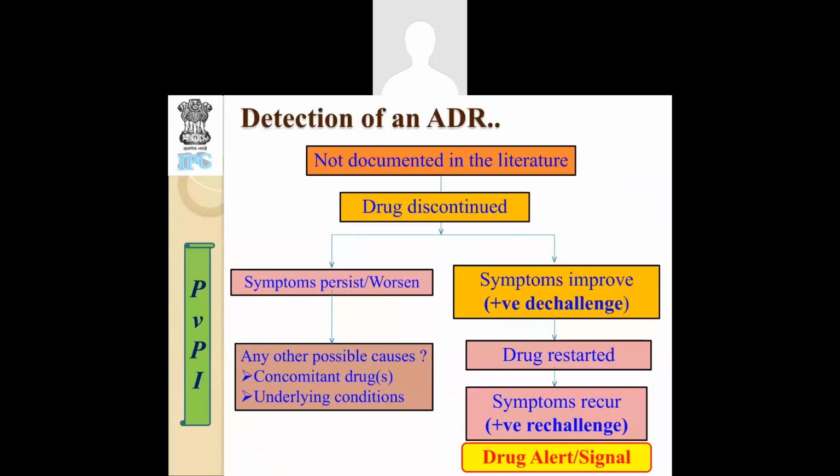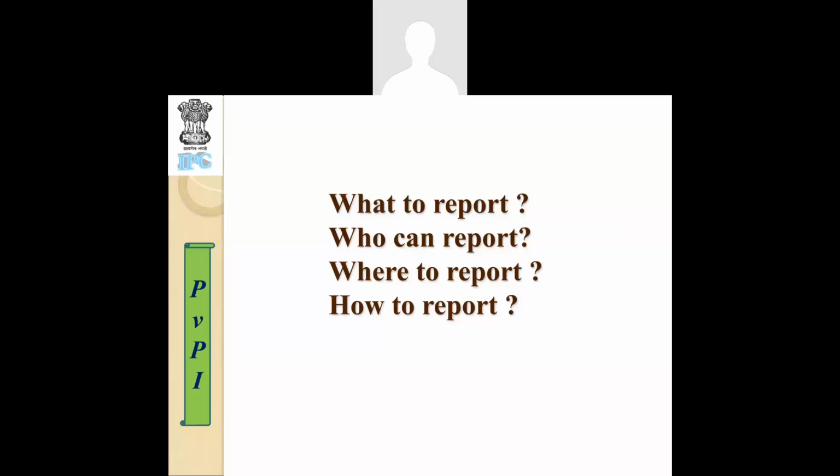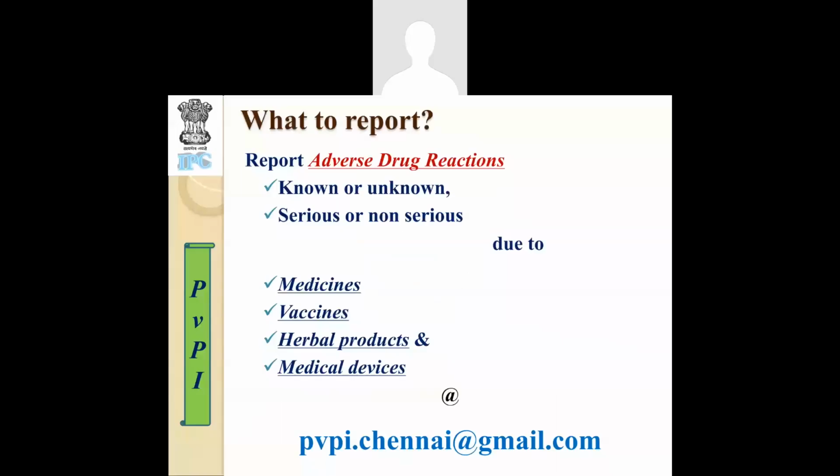So after detection, you have identified an adverse drug reaction. How can you report? What to report? Where can you report? And to whom can you report? Let us see. Whatever you have observed, you can report adverse drug reactions, whether it is a known one or unknown one, serious one or non-serious one. For example, chemotherapy-induced vomiting is not a serious one, but you still have to report it as it is your moral responsibility as a healthcare professional. And these ADRs may be due to medicines or vaccines or herbal products or medical devices.